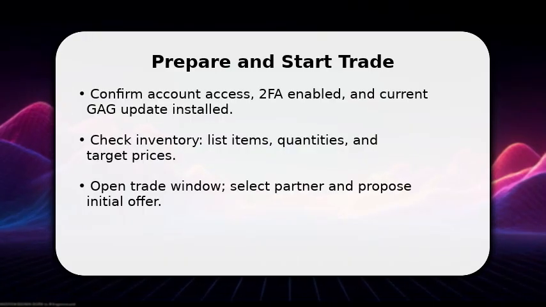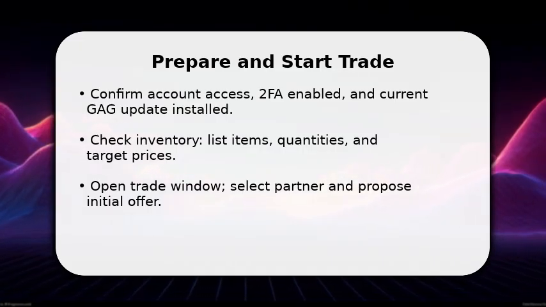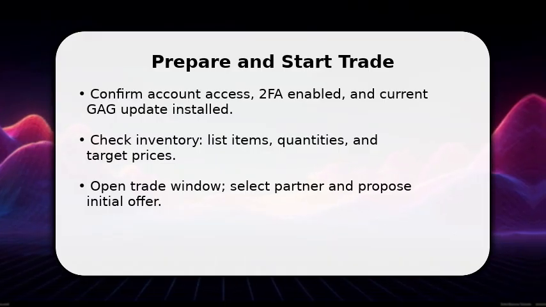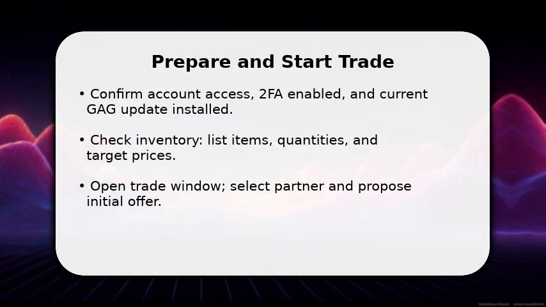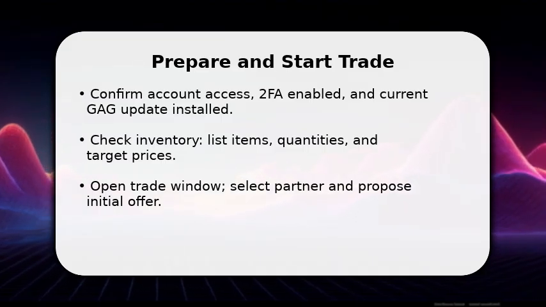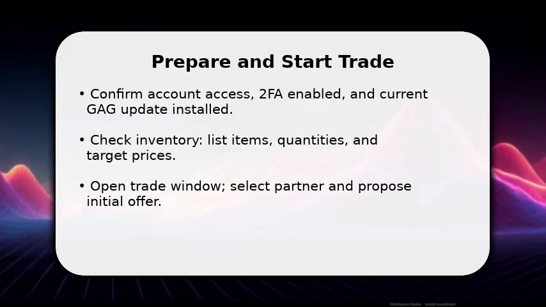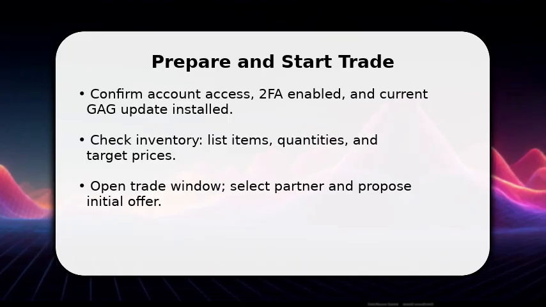You begin by confirming account access and that the new GAG update is installed. This prevents compatibility errors. Once done, secure two-factor authentication and open your inventory to list items and note quantities and target prices. Then, directly open the trade window and choose the partner you trust. Make the first actionable move.